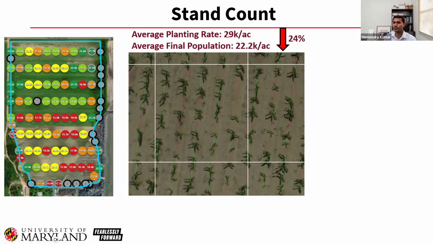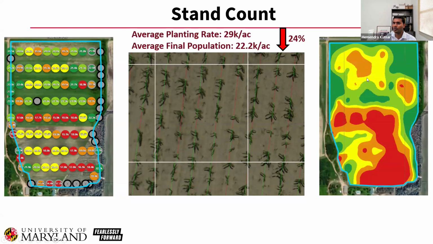So the average planting rate was 29,000 seeds per acre. Actually, when the emergence happened, it was only 22,000, meaning 24% of the seeds did not emerge. So you can imagine how much loss in the seeds that you already have. Now, when it comes to the crop yield, right?